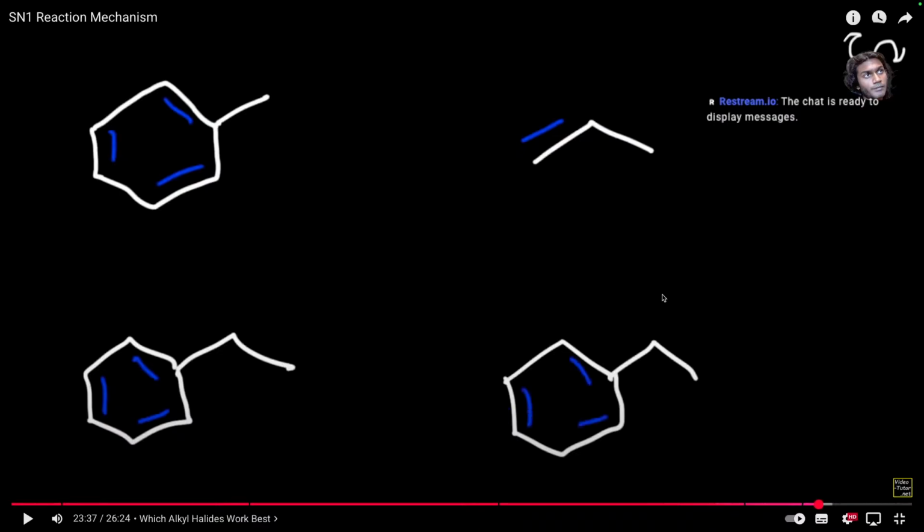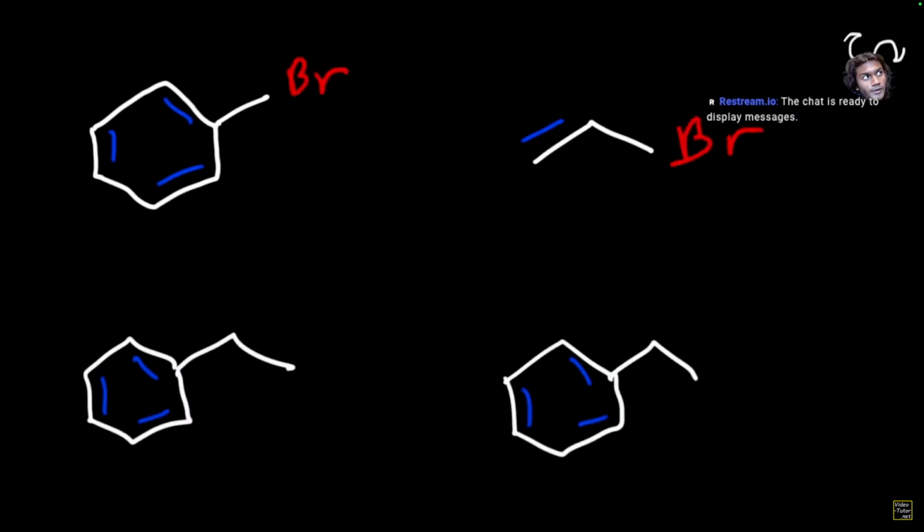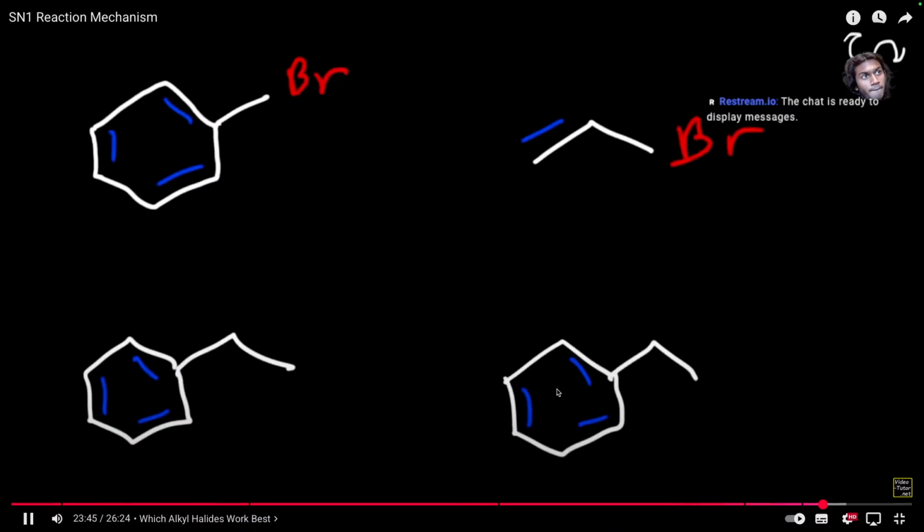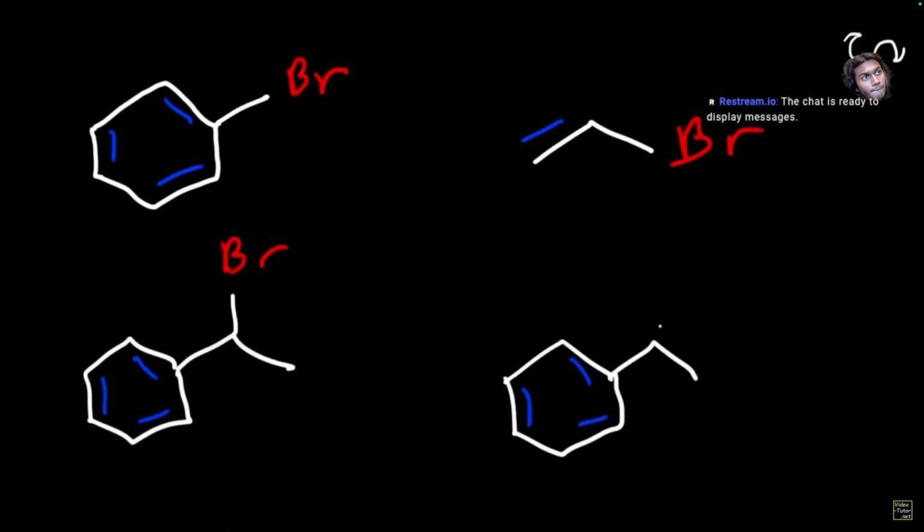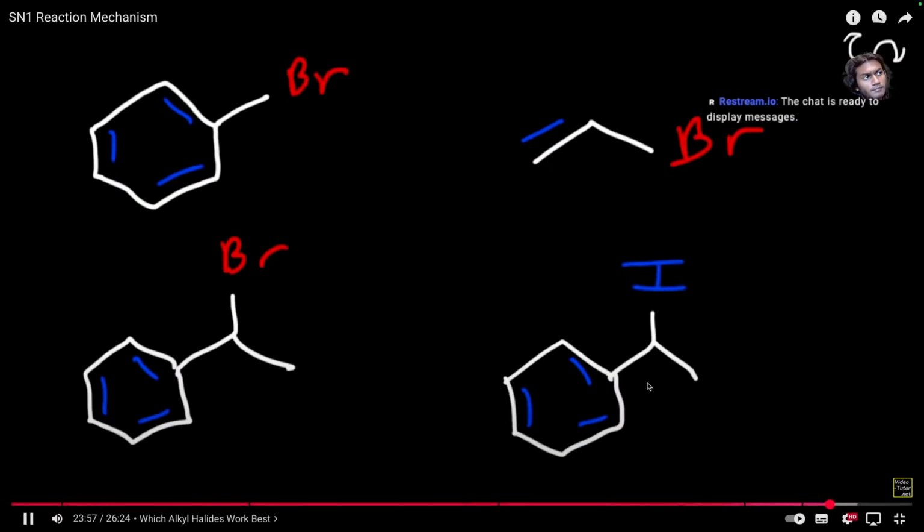In this example, we have an aryl halide, and here we have a vinyl halide. And then for this one, we have a benzyl halide, and this is another benzyl halide. So which one is the best for an SN1 reaction?